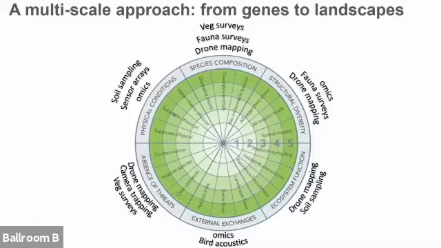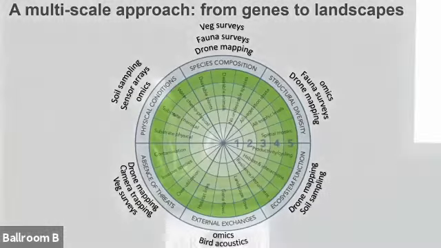And this is not an exhaustive set. There are other tool sets that we have and that we'd like to use to try to quantify and define the reference ecosystem. And like in all of those tools, we like to put it in the context of a multi-scale approach from genes to landscapes. So that's omics all the way up to drone mapping and beyond.